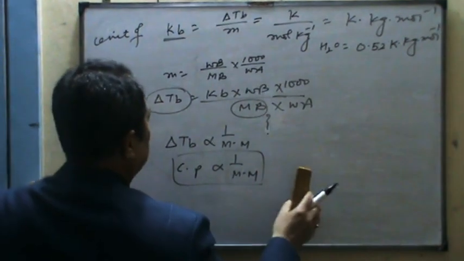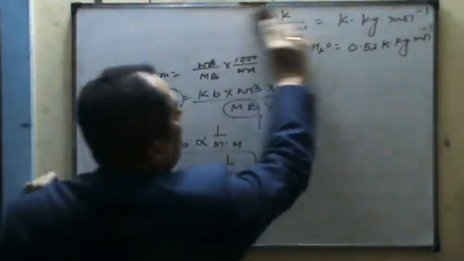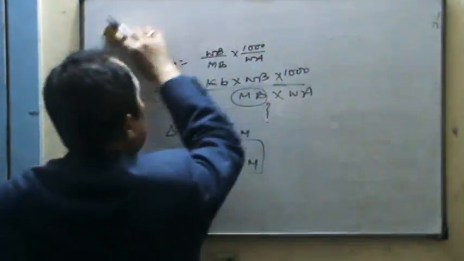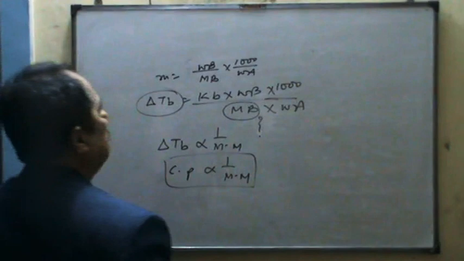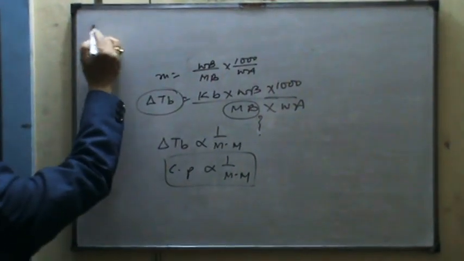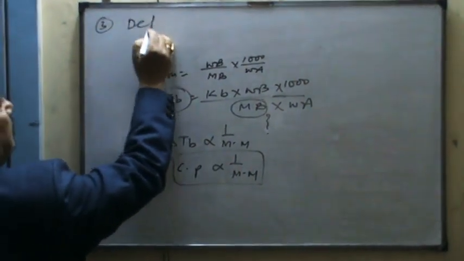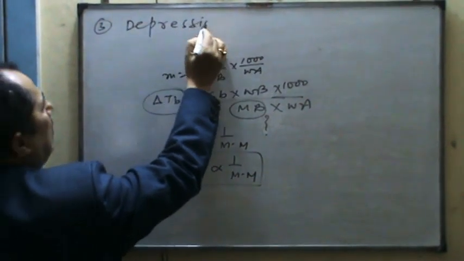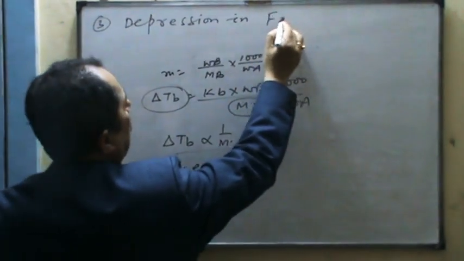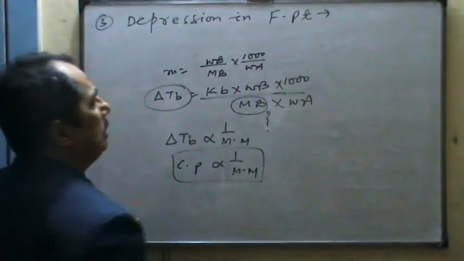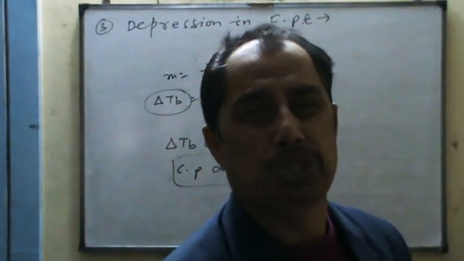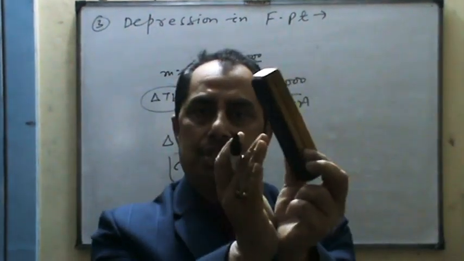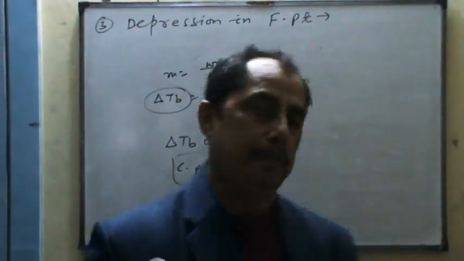And therefore, thus after the elevation in boiling point, now we'll explain the third one, which is the depression in freezing point. It is opposite to the boiling point. The temperature at which solid and liquid coexist is called freezing point.